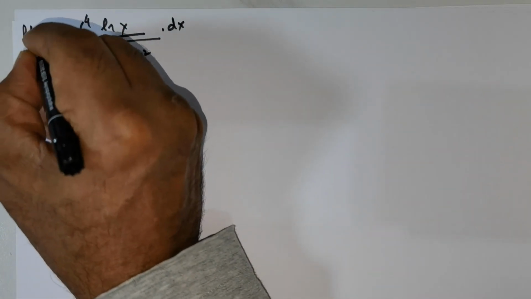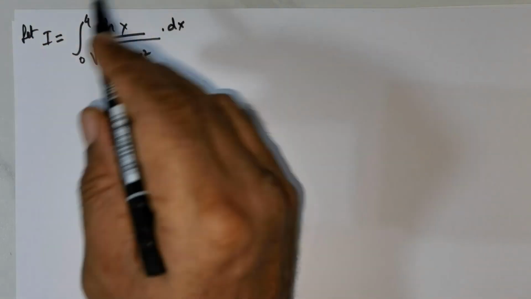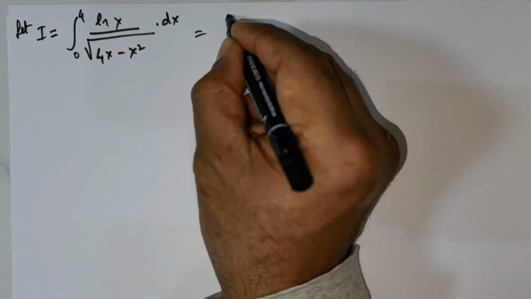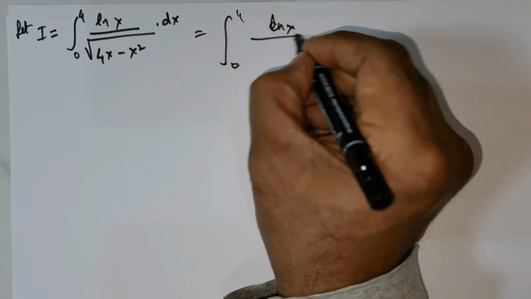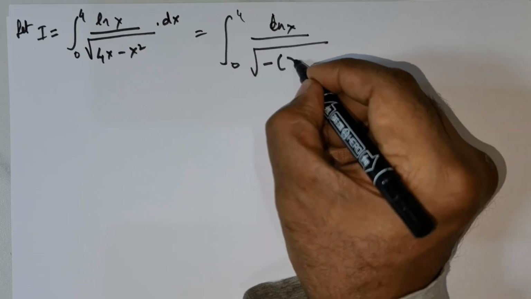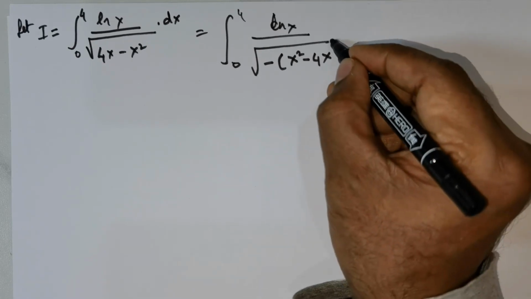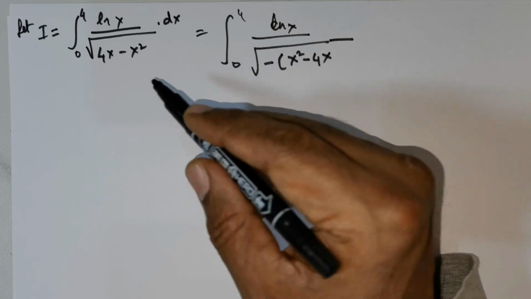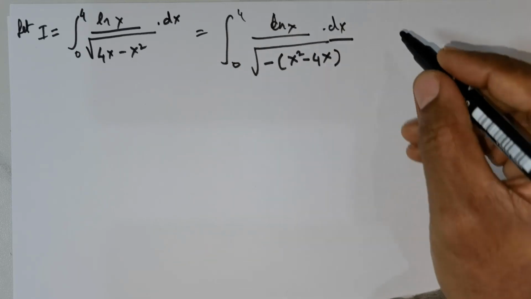First, I would like to take I to be equal to this given integral, and then rewrite the denominator in the following fashion. Let me take the negative sign out. That would give me x squared minus 4x, right? Negative times x squared gives negative x squared. Negative times negative 4x gives positive 4x. So this is what we have got.